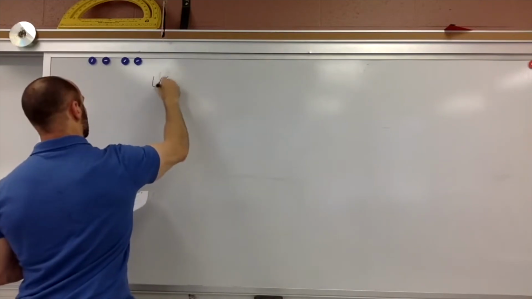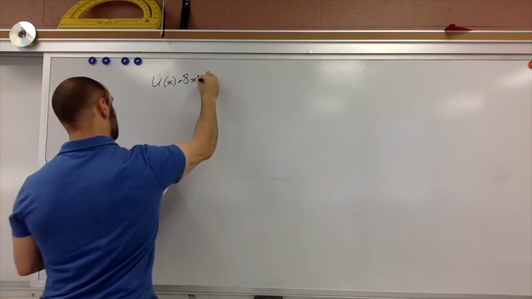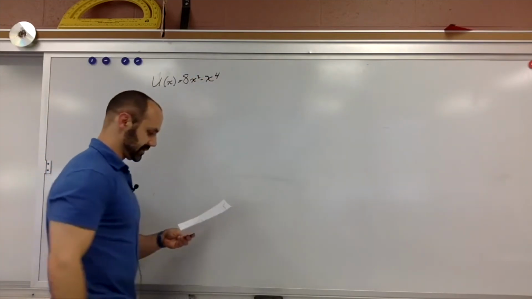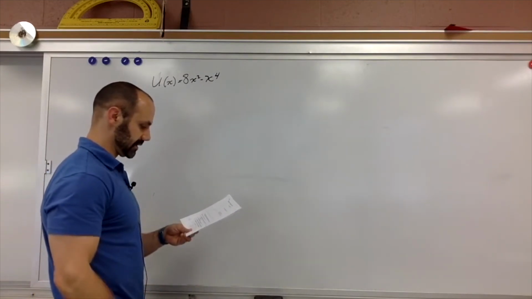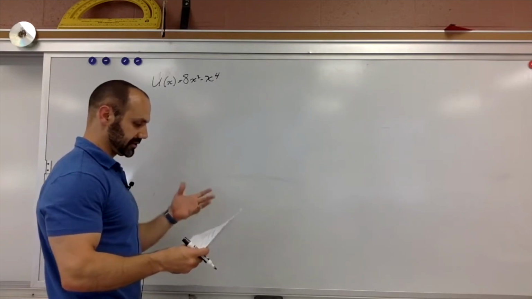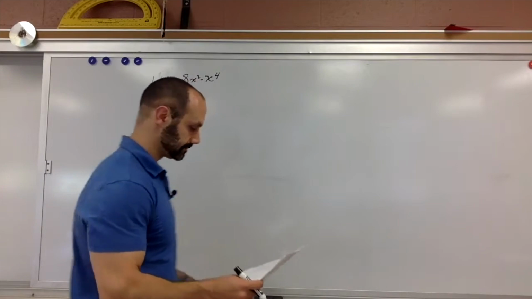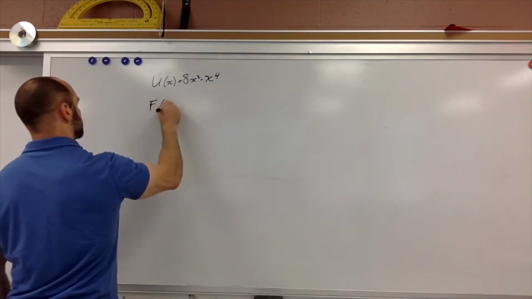So U of x is 8x squared minus x to the 4th. We want to locate the equilibrium positions for this function, describe stability, graph the potential energy function, and graph force versus displacement. Let's try to do this all without a calculator. Since we have that, let's find the force function.